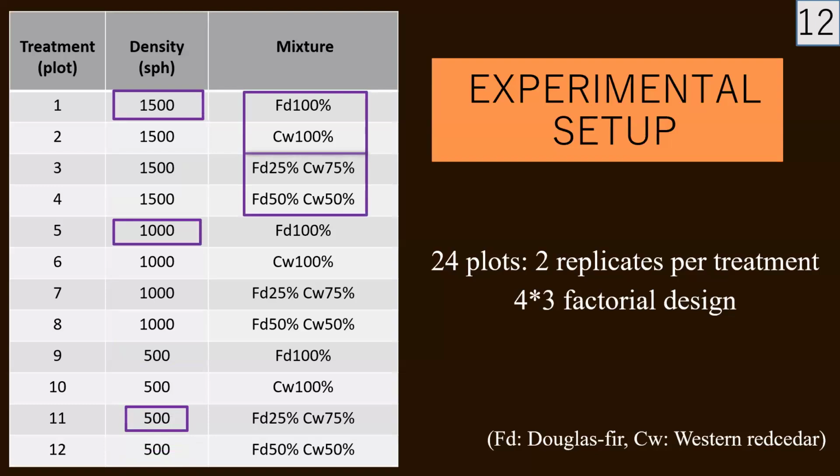So we had 2 sets of mixtures, 2 sets of pure species. So basically we had 24 plots in total, and there were 2 replicates, and it was a 4×3 factorial design. So for FD 100%, we had them at 1,500, 1,000, and 500. Similarly, CW 100% at 1,500, 1,000, and 500. So all these mixtures were planted at all 3 densities, which made up a total of 12 plots, and each of those had a replicate which contributed to 24 plots.